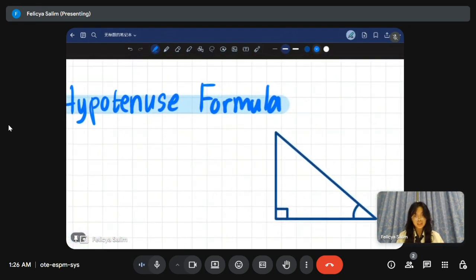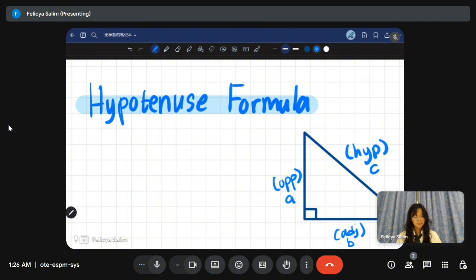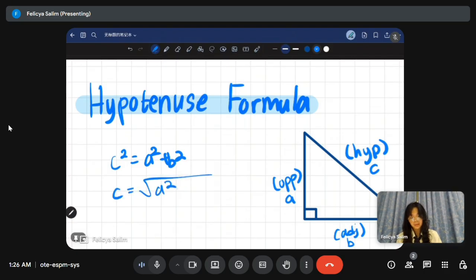Again, we identify the sides of the triangle. Here, we have the hypotenuse. This one is the opposite, and this one is the adjacent. Now, we're going to assume opposite as A, adjacent as B, and the hypotenuse as C. Then the formula will be C squared equals A squared plus B squared. So to find the hypotenuse side is equal to the square root of A squared plus B squared. So I guess you can say that hypotenuse squared equals the opposite squared plus the adjacent squared.